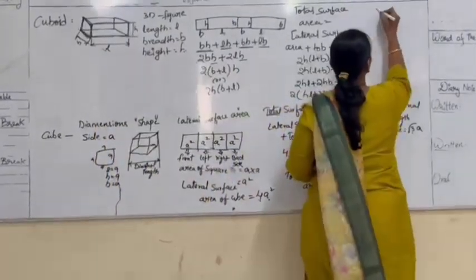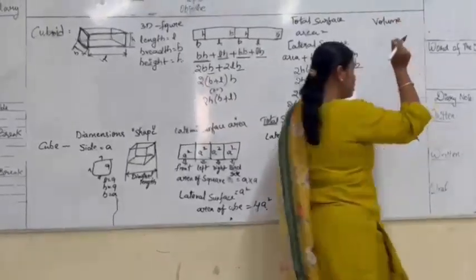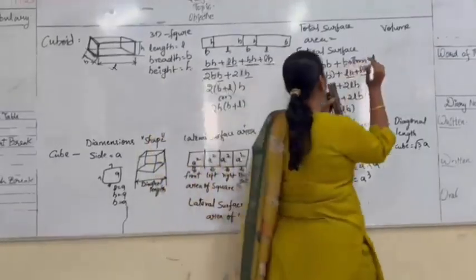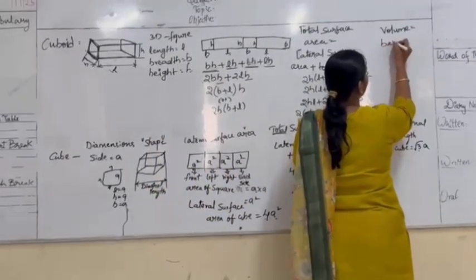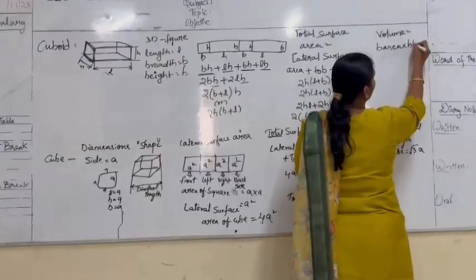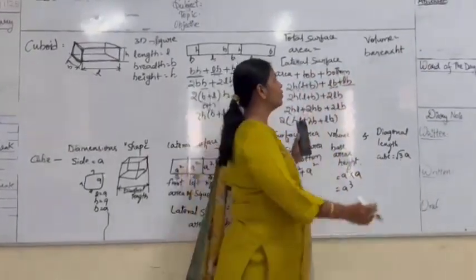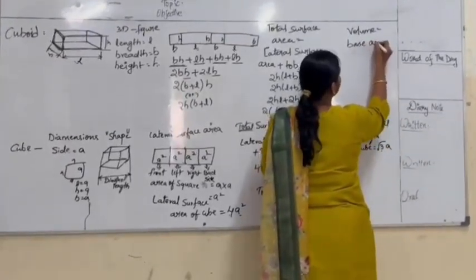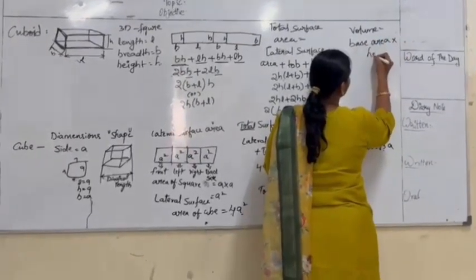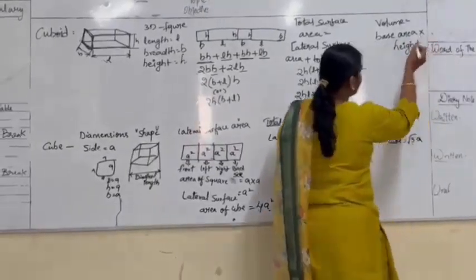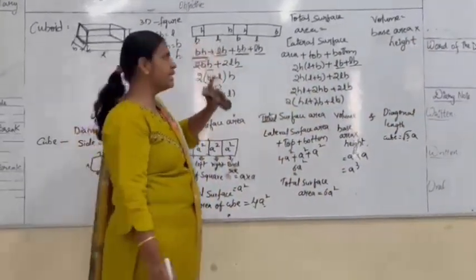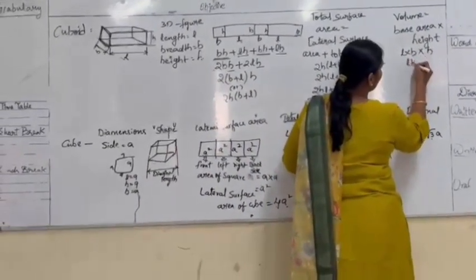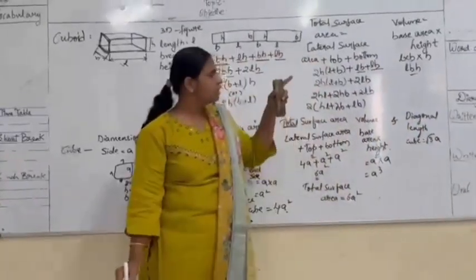Again, while coming to volume. Volume is the total space enclosed by the cuboid inside the space. Volume is the base area into height. Base area into height. What is the base area? Length into breadth into height. LBH is the volume of the cuboid.